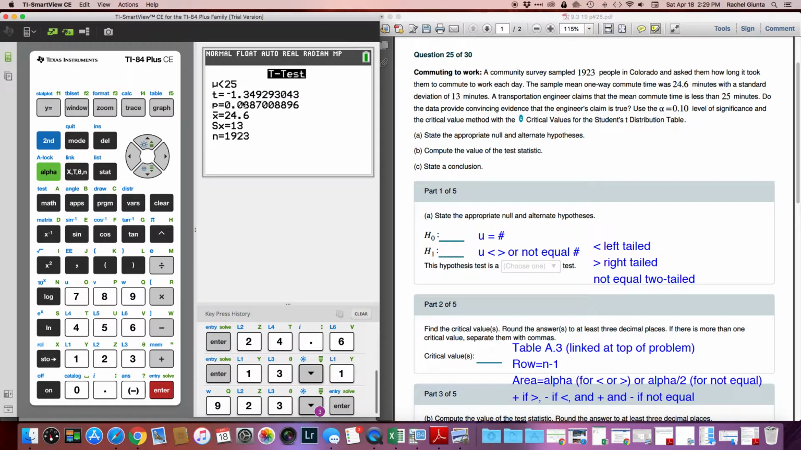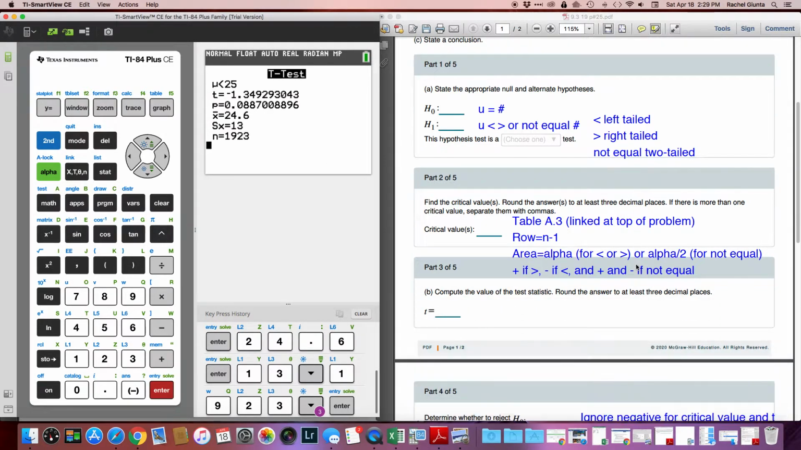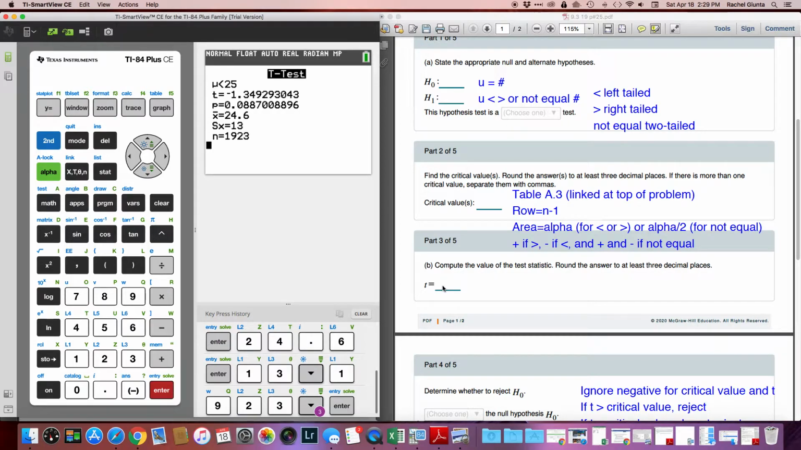Now, most of the homework problems you had asked for the P, so just make sure you're really paying attention to what they're asking for. And they're asking for the T, which is negative 1.349, 3 decimal places, so negative 1.349.